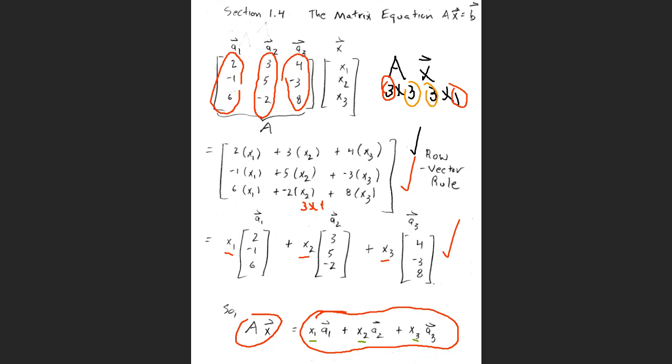So the vector equation on the right here equals the matrix equation on the left. And that's one of the key ideas that they try to point out to you in section 1.4. Are there any questions on this?